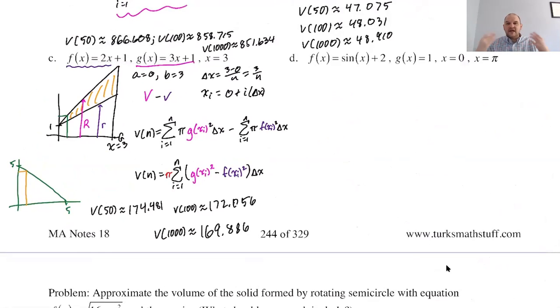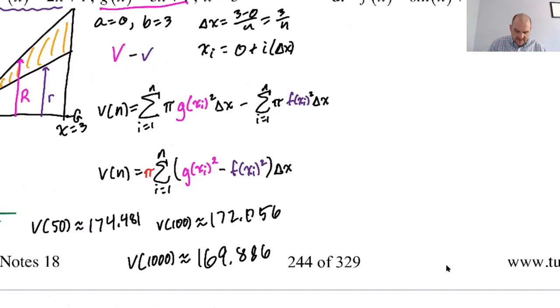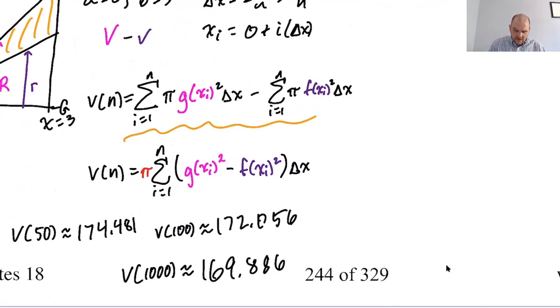So that's kind of a lot to absorb. When you have two functions bounding your region, you're going to get a big radius and then a smaller radius. What you do is basically find the big volume, find the small volume, and subtract. But you can conveniently combine them, which is what we did here. We conveniently went from this to this because it's really messy to do the first one. It's a lot nicer to do the second one.